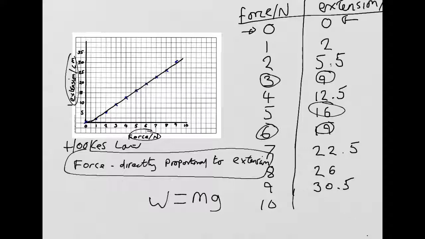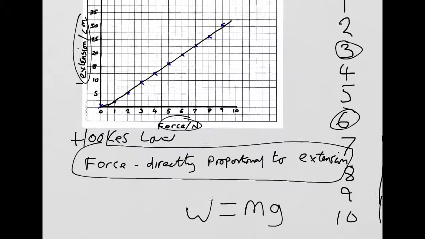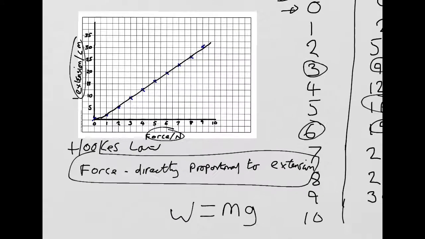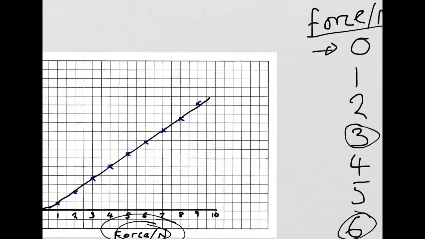And that's what Hooke's law is. Force is directly proportional to extension. If you double the force axis, you double the extension axis. It forms a straight line. It goes through the origin. That's Hooke's law.